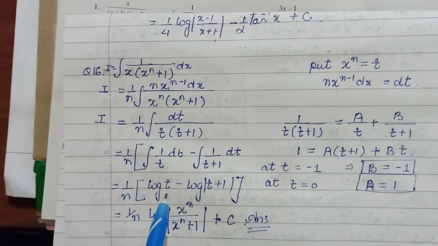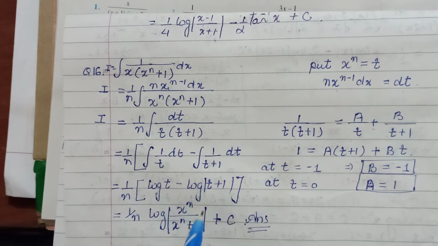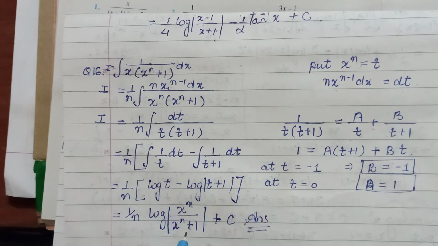Okay, so putting back value of t, which was x to the power of n, and the one with positive sign comes in numerator, with negative sign will come in the denominator. Log of a minus log of b becomes log of a by b. So that is your answer here.